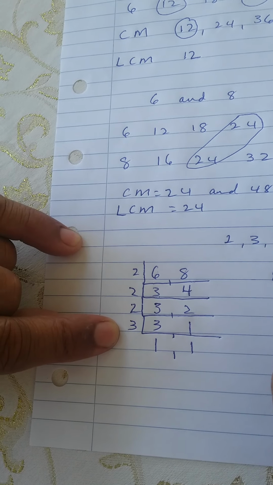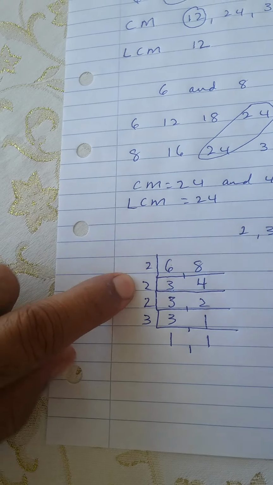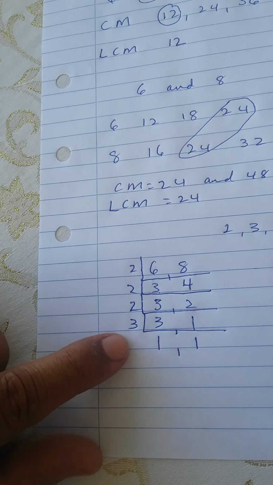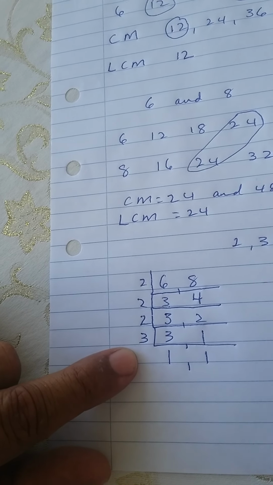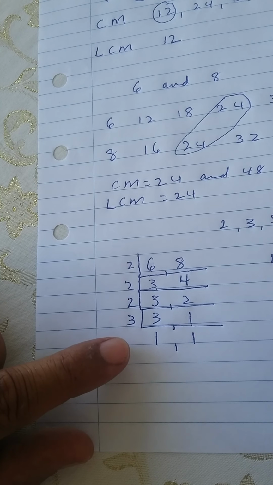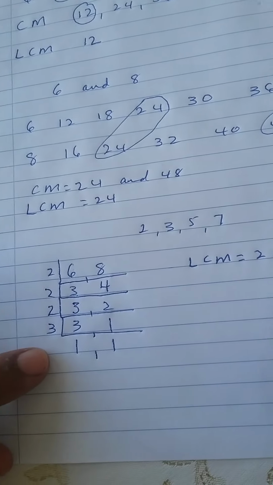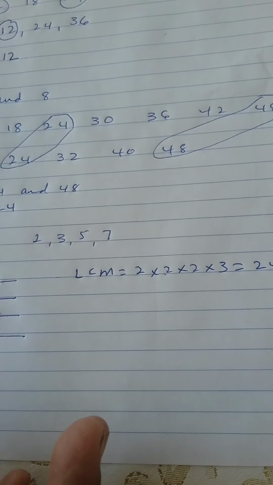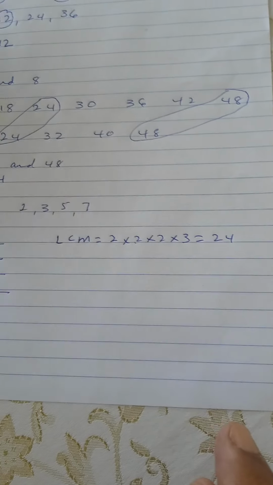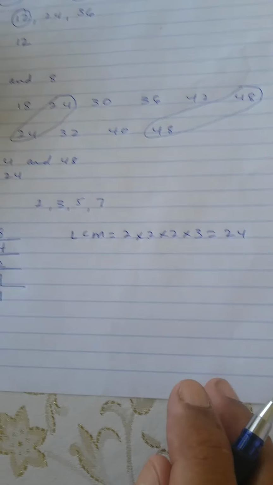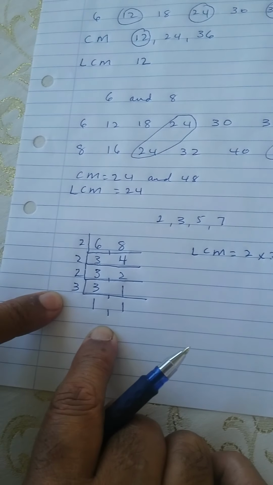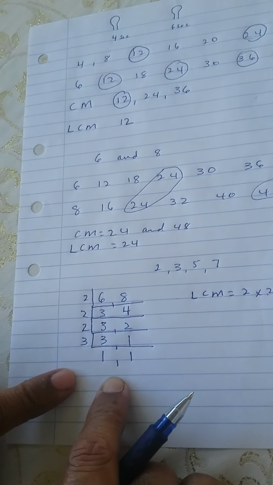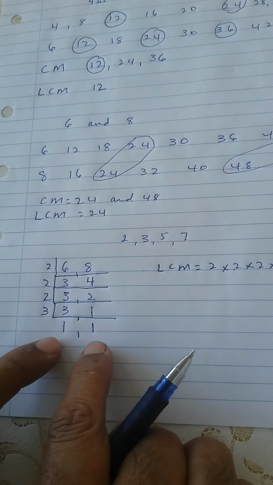The LCM will be 2 times 2 times 2 times 3. 2 2s are 4, 4 2s are 8, and 8 3s are 24. And here you have it. This is another method. The method that I showed you before is called the iterative method, but this method, method 2, we are dividing by prime factors, and we continuously divide until we get 1s.